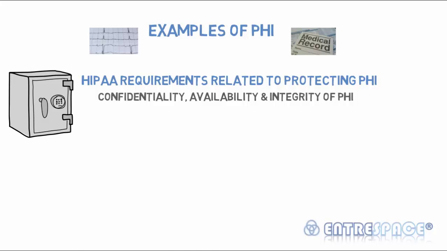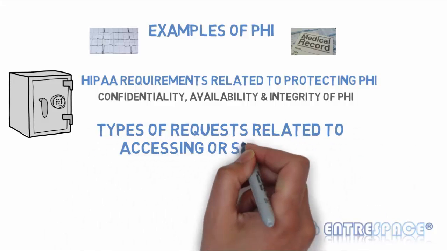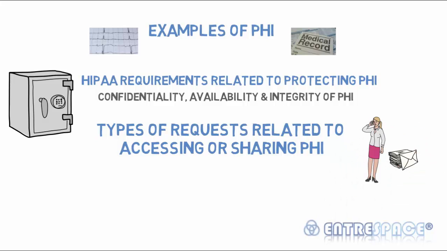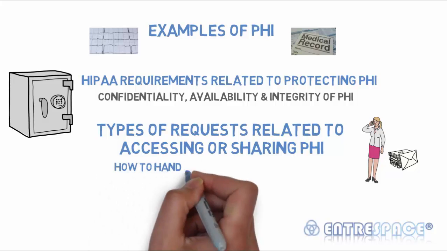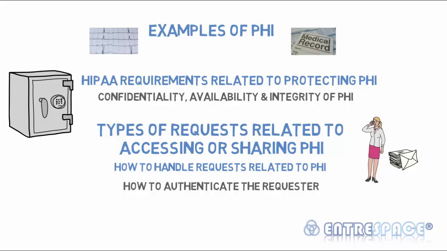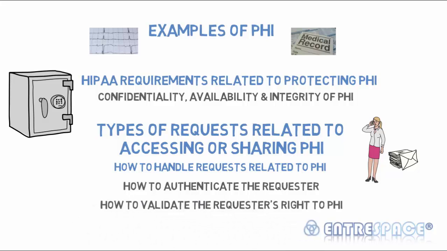Following that, we'll examine the types of requests related to PHI that the clinical staff needs to be familiar with. We'll cover some basics about when sharing PHI is allowed without a patient's authorization. We'll look at core principles for handling PHI requests, such as how to authenticate the requester and how to validate the right of the requester to access the PHI.